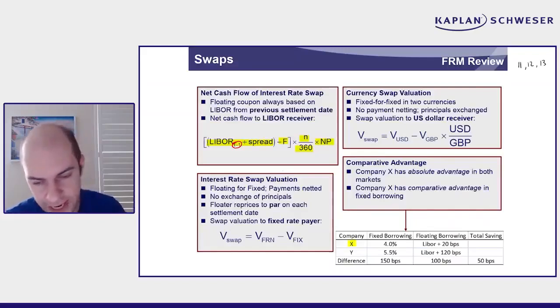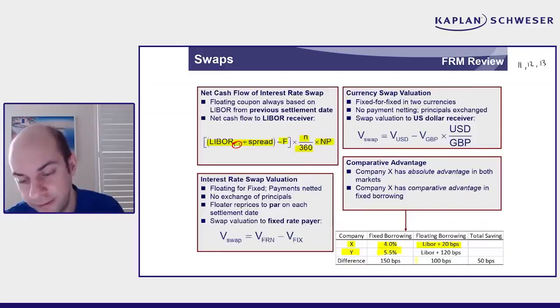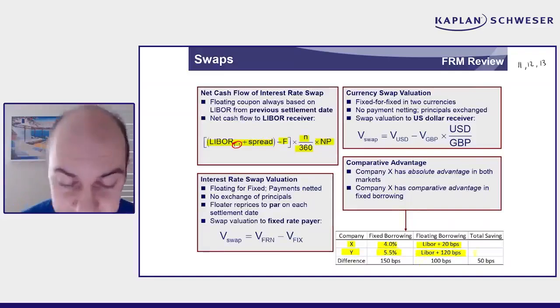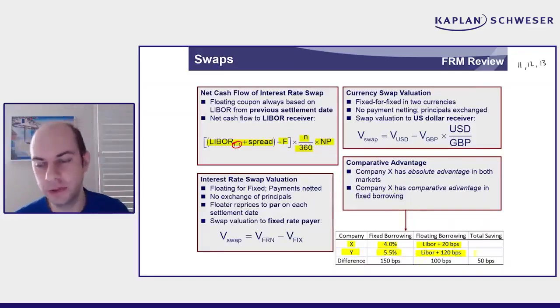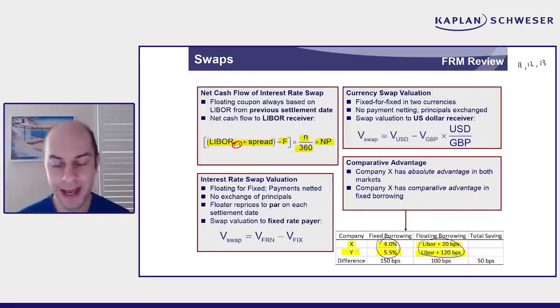I've got company X, which is a high-quality borrower. It can borrow in the fixed market at 4% or in the variable market at LIBOR plus 20. Y is a higher risk borrower, so they can borrow in the fixed market at 5.5 and in the variable market at LIBOR plus 120. So we say that X holds the absolute advantage in both markets because it can borrow more cheaply in the fixed market and also more cheaply in the floating market.